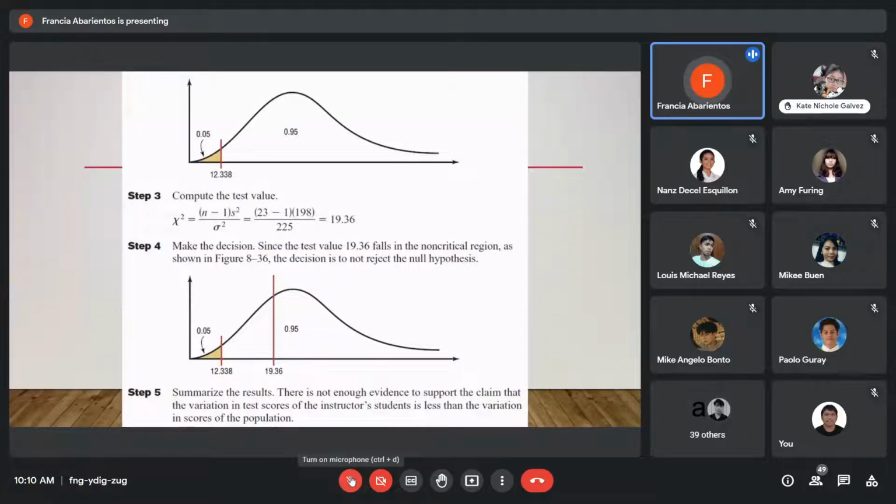So, this is now class your 0.05. We have now the chi-square distribution. Okay? So, we have now the test value, proper substitution, given lahat naman sa atin yung sample variance and the population variance. So, we have 19.3. Since the 19.3 class doesn't fall in the critical region, automatically, the decision is to not reject the null hypothesis. Okay, so there is not enough evidence to support the claim that the variation in the test scores of the instructor is less than the variation of the score of the population.